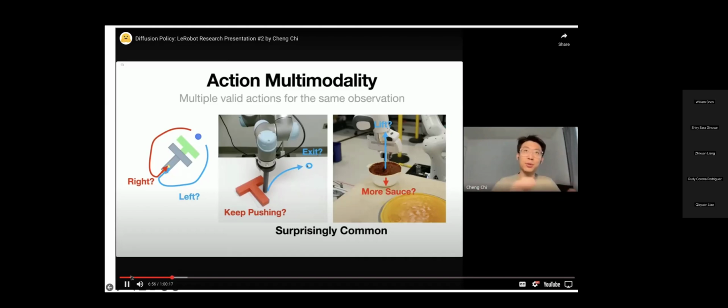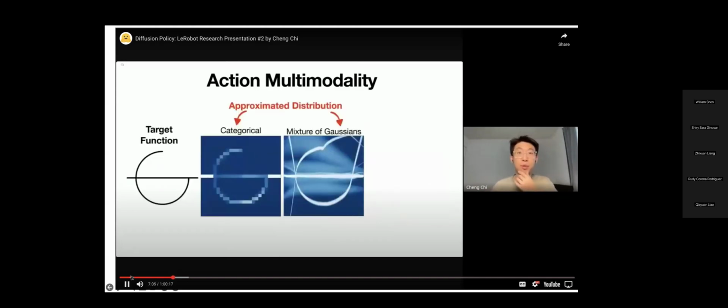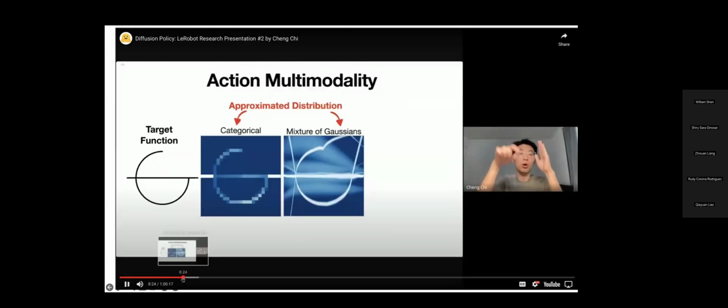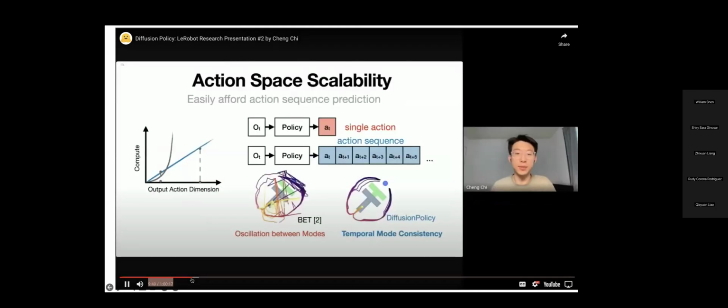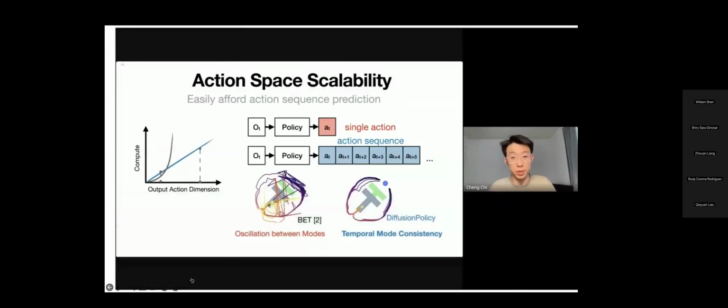And if you don't use a representation like diffusion policy, then the policy will struggle. Previous methods often attempt to approximate these multimodal distributions with categorical distributions or mixtures of Gaussians. Which Gaussian you pick, and then you also predict a sequence of actions instead of a single step, which turns out to be critical to ensure temporal consistency among output actions.